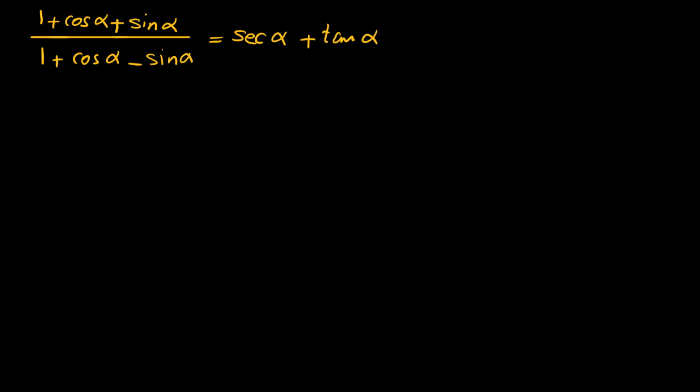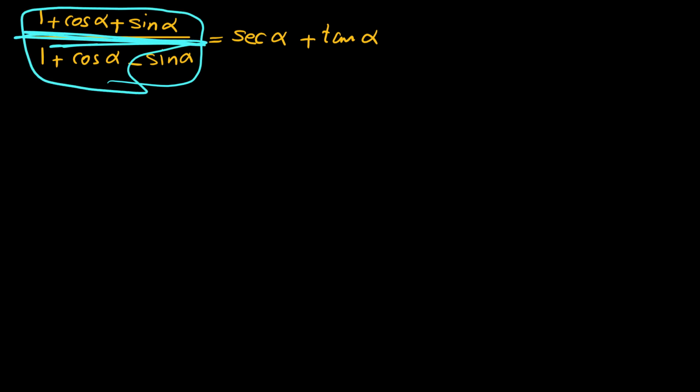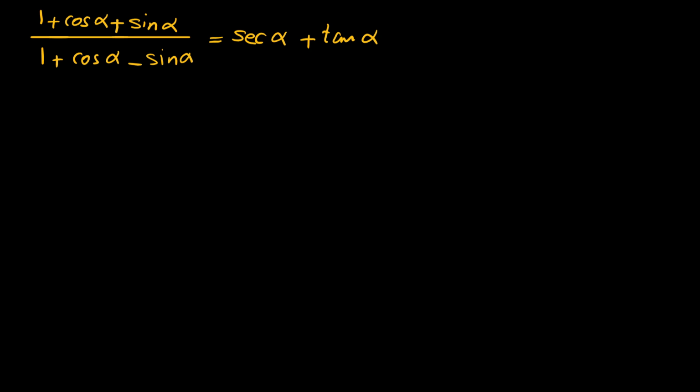And the reason that we think that the left side is more complicated is because we have this big fraction with 3 terms in the numerator, 3 terms in the denominator. But how can we simplify this expression? How can we simplify 1 plus cosine alpha plus sine alpha all over 1 plus cosine alpha minus sine alpha?